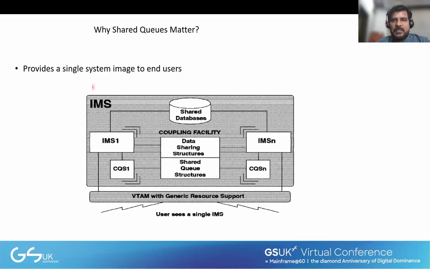This diagram shows that when multiple IMS systems running in a parallel sysplex environment share databases, message queues, and VTAM generic resource group, the end user will experience that they are interacting with a single unified, powerful IMS system. So it provides a single system image to the end user.